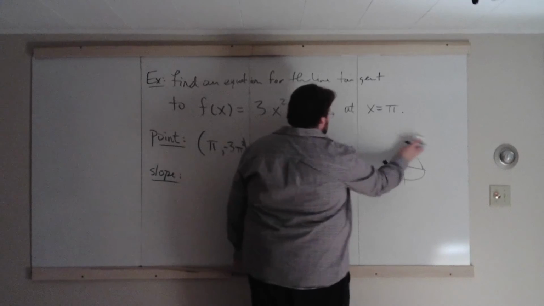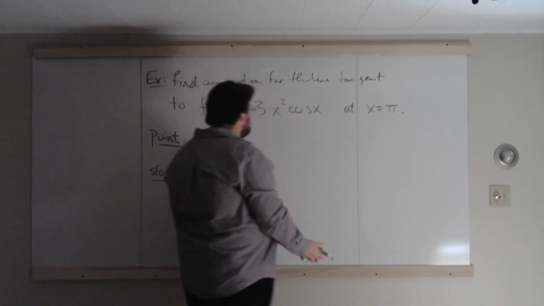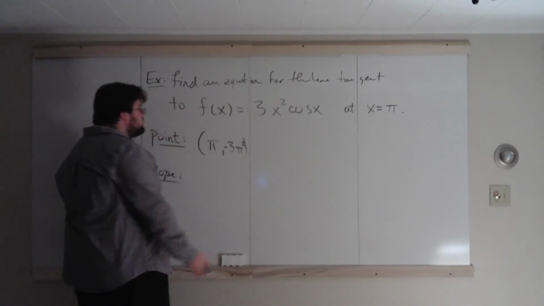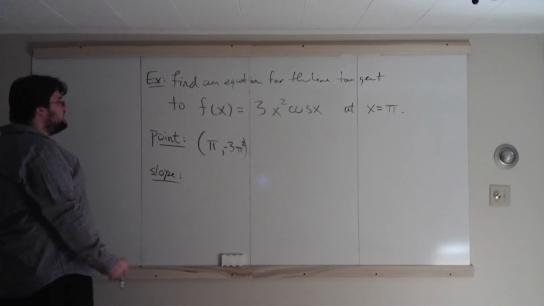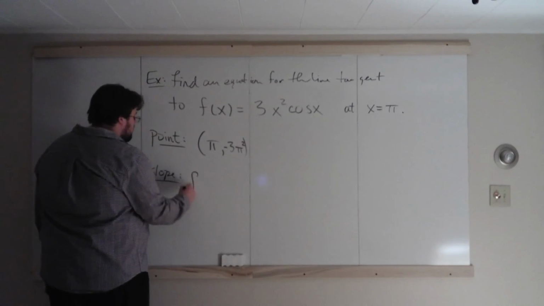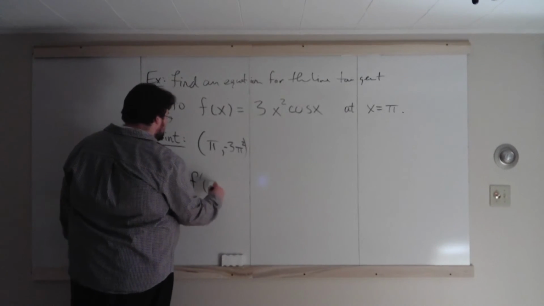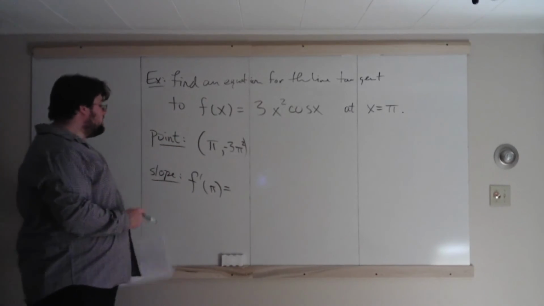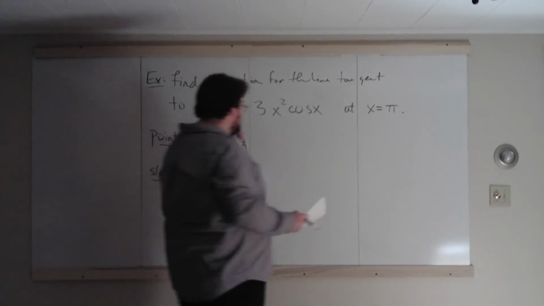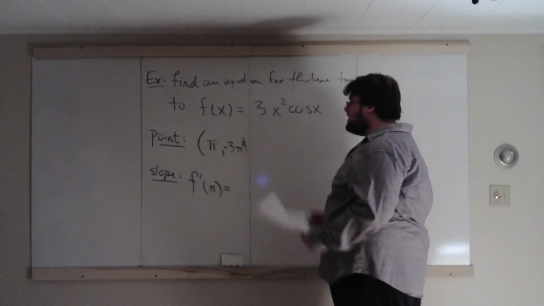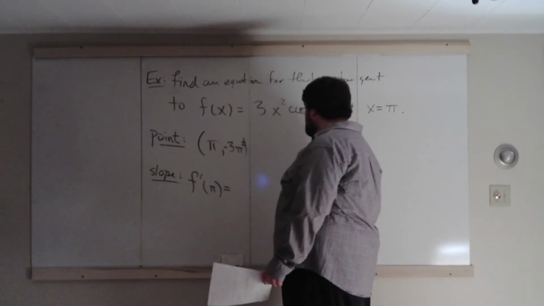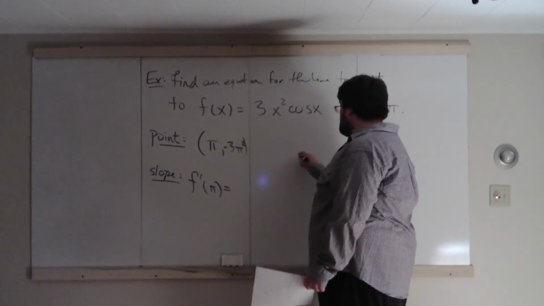Well, that's wonderful. That gives us half of our answer. Now we need the slope. Remember, the derivative gives us the slope. We want the derivative evaluated at pi. First we need the derivative, so let's find the derivative. I'm going to do the derivative work over here.